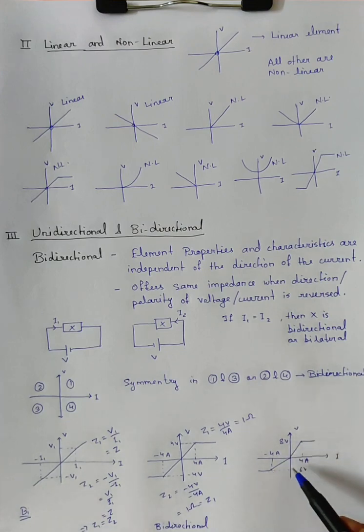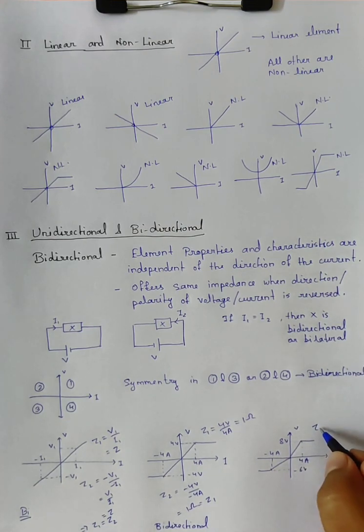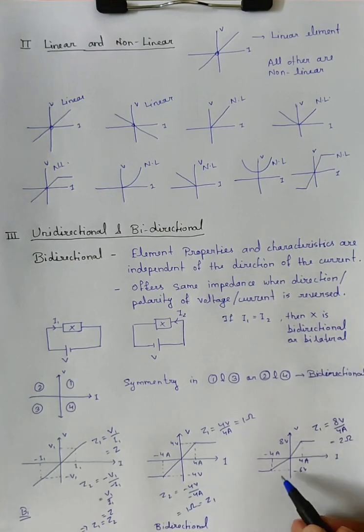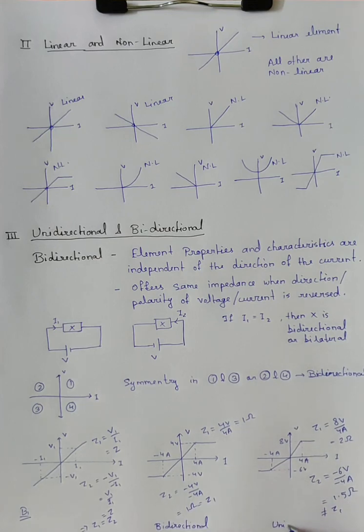In this example, let's calculate Z1, which is equal to 8 volts upon 4 amperes, which will be equal to 2 ohm. For this quadrant, Z2 is equal to minus 6 volts upon minus 4 amperes, which is equal to 1.5 ohm, which is not equal to Z1. So this element is unidirectional.